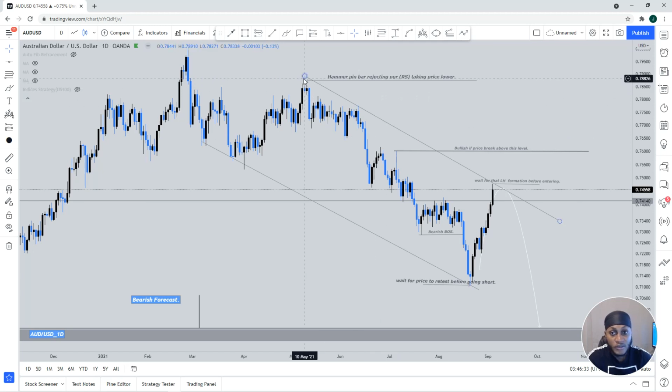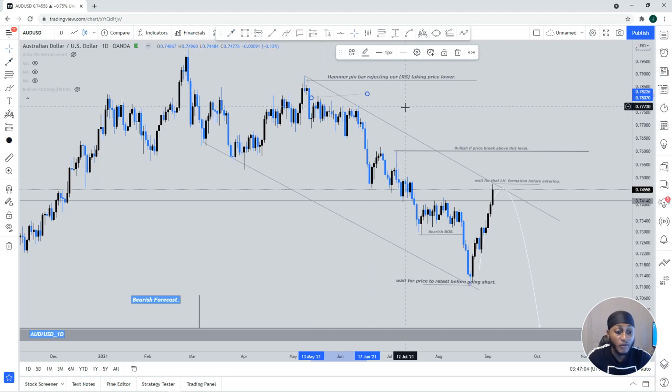You can see where we have this previous level of resistance, we have a nice hammer pin bar rejecting our resistance, taking price lower. You can see how these candlesticks are playing out at these zones. That's why it's good for you as a technical trader to pay close attention to the different candlesticks and see how they react within price action zones or key levels like support and resistance. We had this hammer and look what happened. We had a nice bearish engulfing as well. That candle right there is a bearish engulfing.